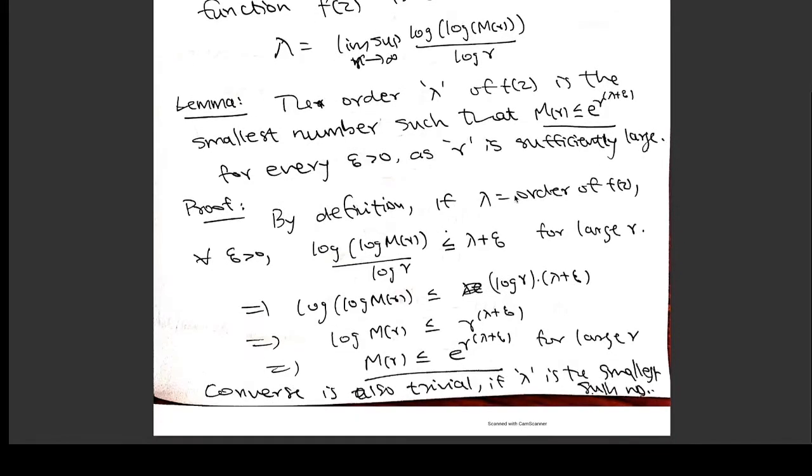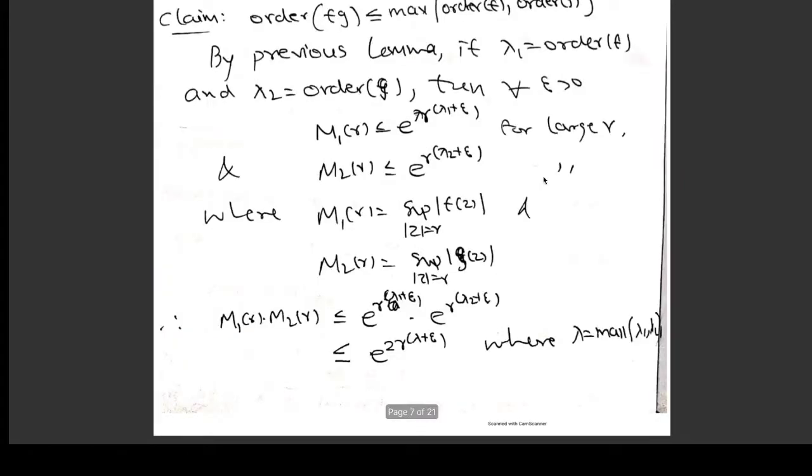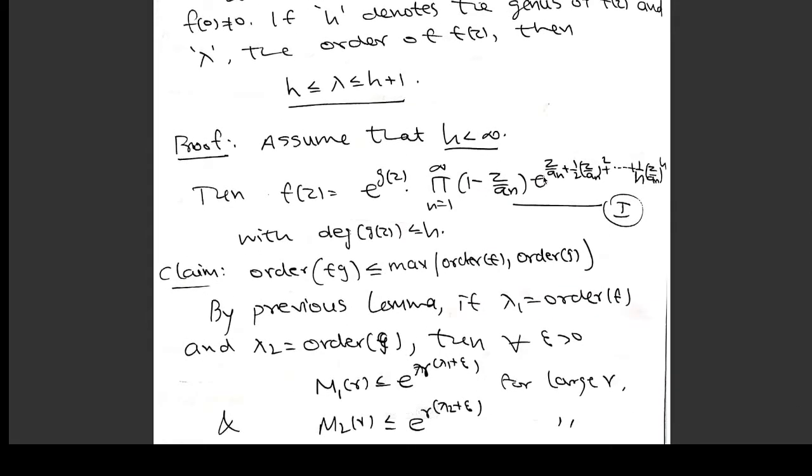So this is easy to prove. By definition, lambda is the order of f(z), which means this quantity will be less than or equal to lambda plus epsilon. For every epsilon, lambda plus epsilon will be an upper bound for this for large r, because the limit supremum is lambda. Now you do this simple computation, you will obtain that M(r) is less than or equal to this. And the converse also, by a reverse computation you will get the converse. So this is something which we will use. It is the smallest lambda for which M(r) is less than or equal to e raised to r power lambda plus epsilon.